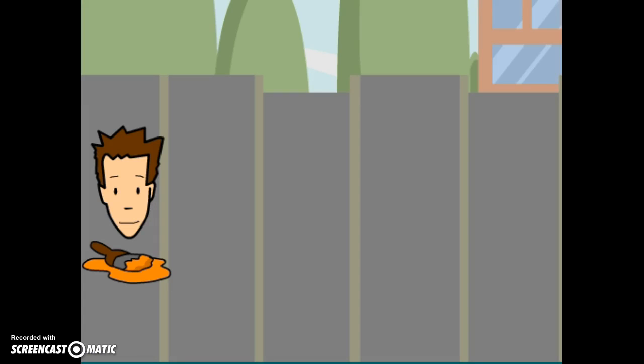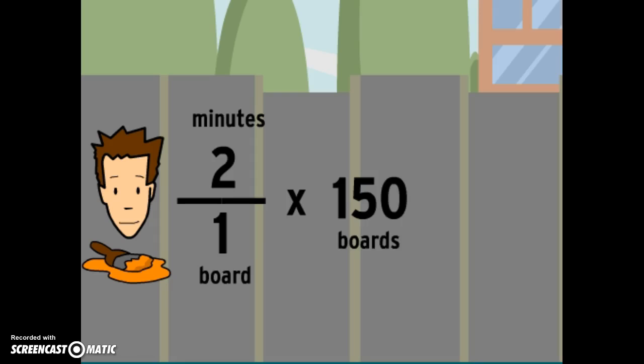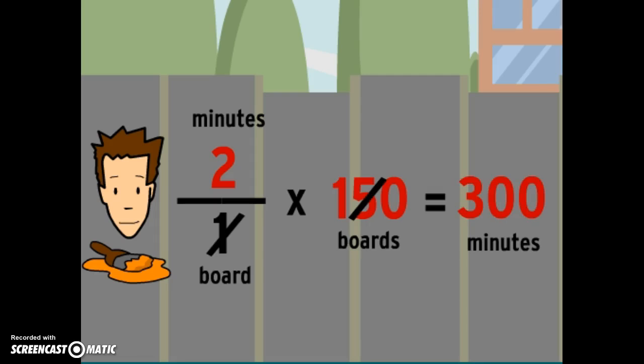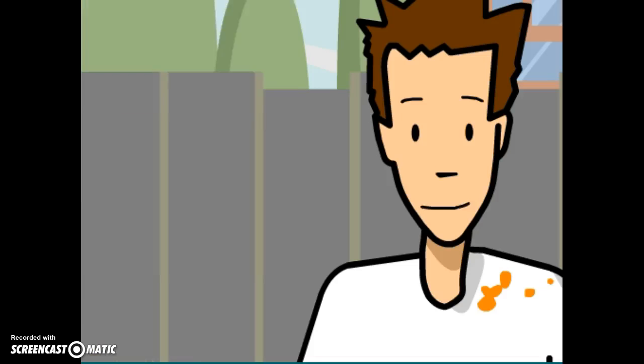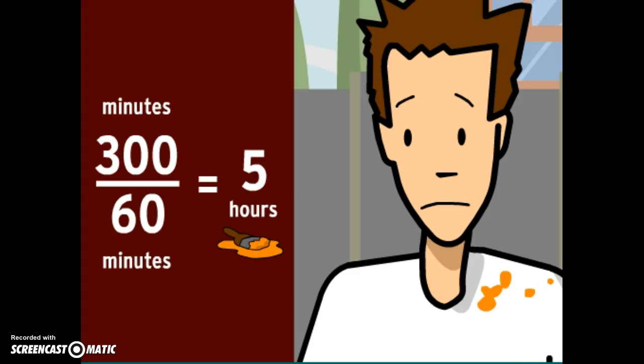Well, okay, anyway, I know that I can paint at a rate of 2 minutes per board. That line there means per, which is kind of the same as divided by. So I've got 2 minutes per board, and the fence has 150 boards. Basically, I'm doing 2 minutes of painting 150 times. So I've got to multiply 2 times 150 to get 300 minutes to finish up this painting. To figure out hours, you just divide the minutes by 60, because there's 60 minutes in an hour. And that makes 5 hours.